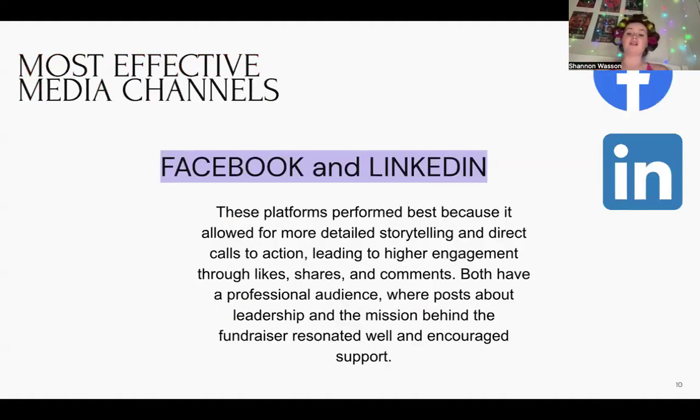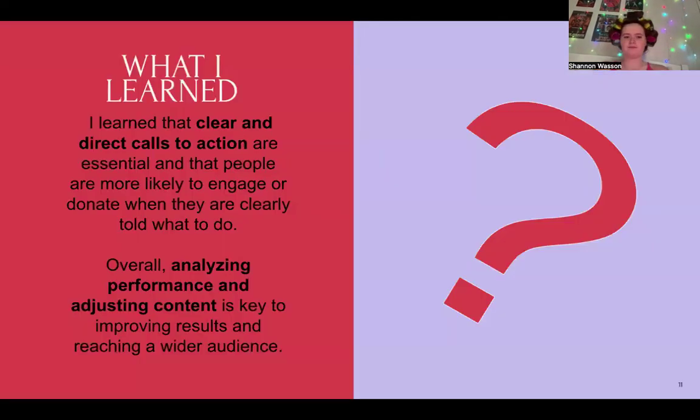And then to go into what media channels were actually the most effective, I got the most engagement through Facebook and LinkedIn. I think that was basically because these have a more professional audience, and say Instagram and Twitter, maybe a more casual audience. These two allowed me to have a more detailed storyline and direct call to action behind what exactly I was posting. And I also think the mission behind whatever I was posting was much more understood on these platforms than it was on others.